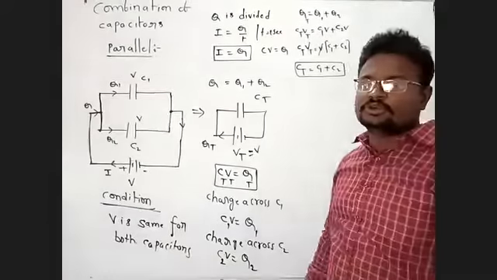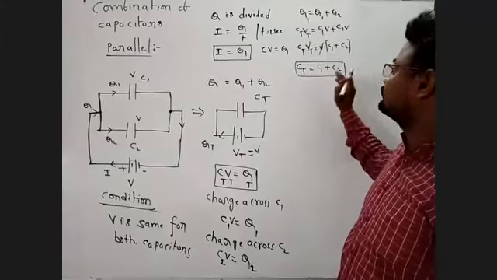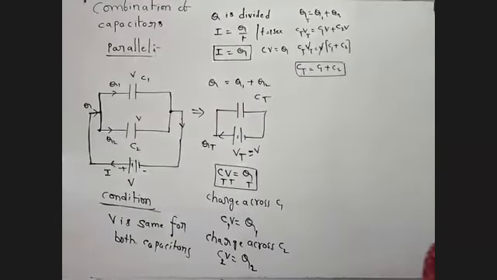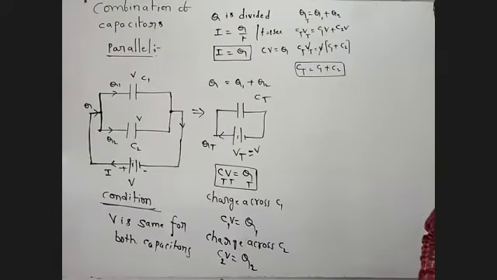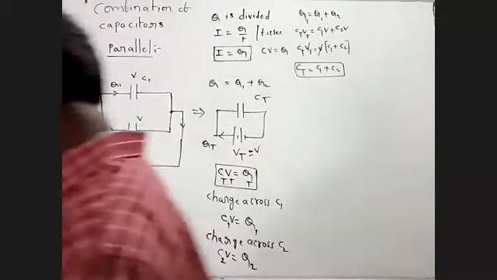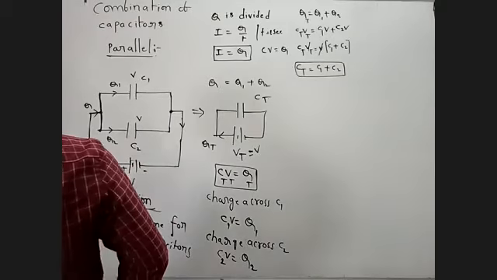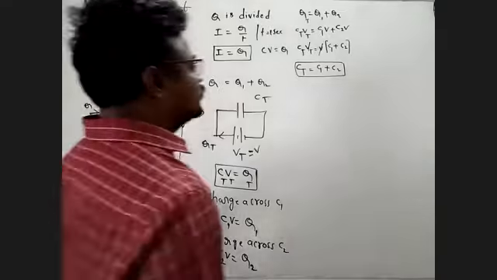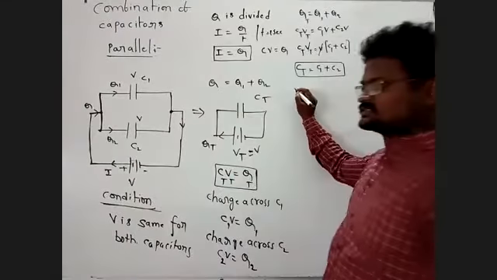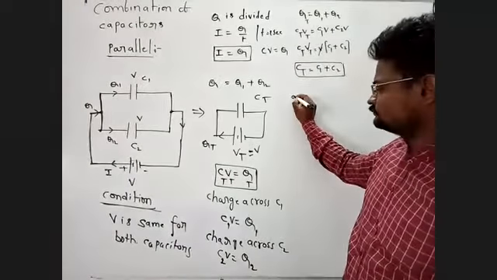So what is C total? C total is equal to C1 plus C2. This is the formula. Okay.